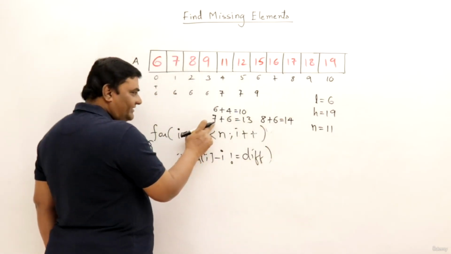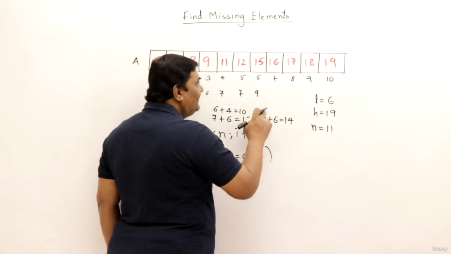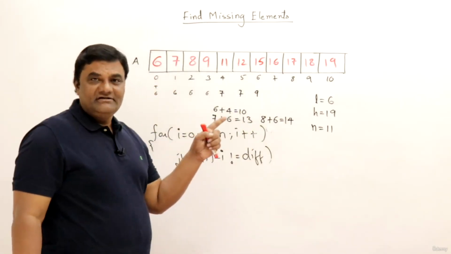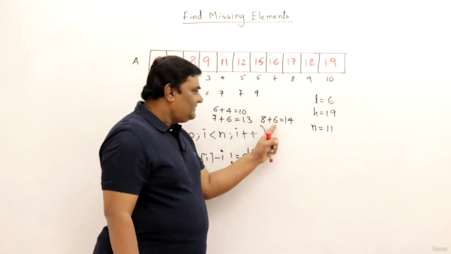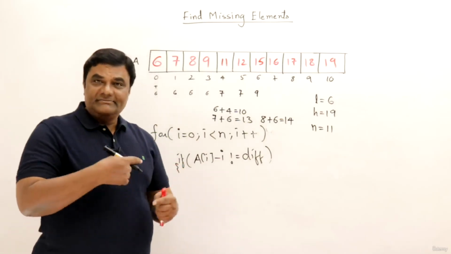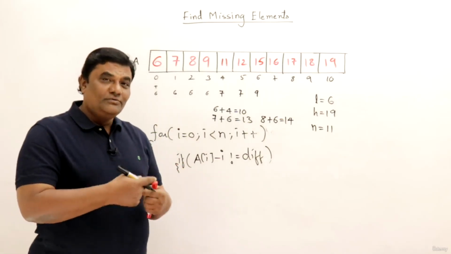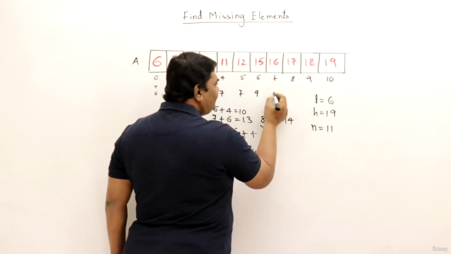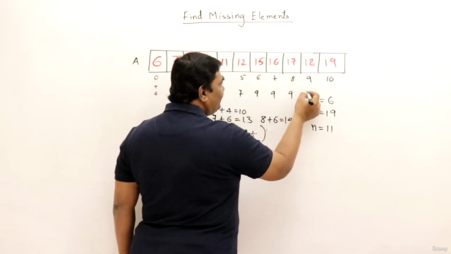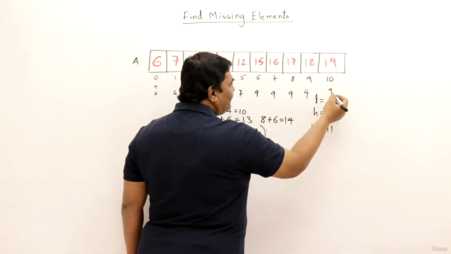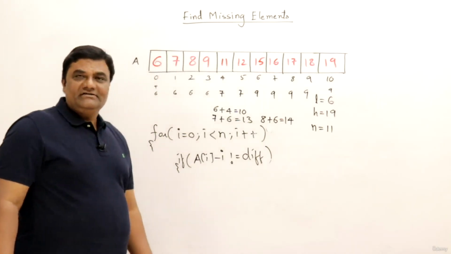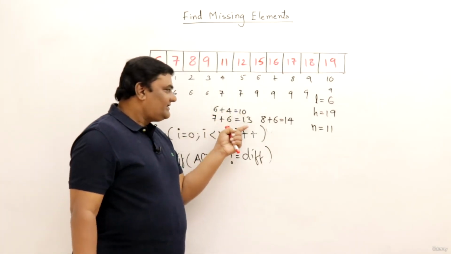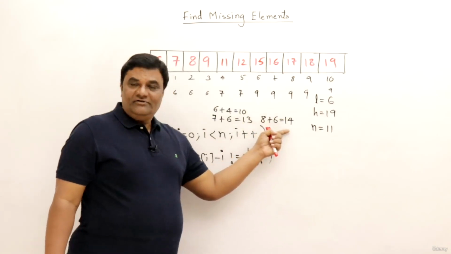So I should start from difference 7 and also difference 8. At difference 9, stop, because the difference is 9 and we have that element. So for displaying multiple elements, I should use a loop here. Yes. Then let us continue further. The difference is 9, and 9, and 9, and 9. So that's all. Everything is perfect. So we have found three missing elements, that is 10, 13 and 14.